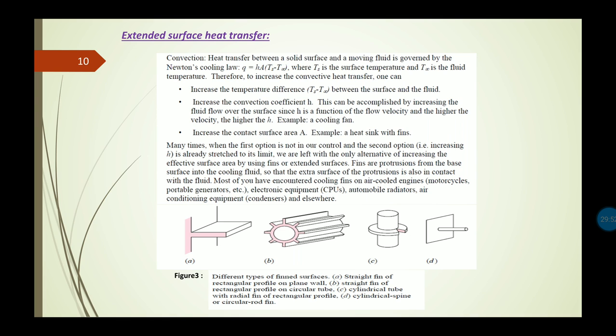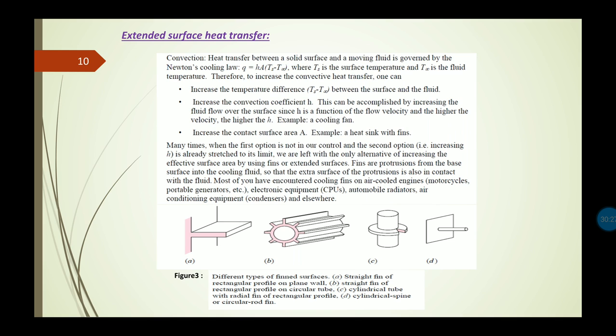In the third case, if we increase the contact surface area, that is capital A, an example will be a heat sink with fins, which we will discuss here. So there are three different ways by which we can increase the convective heat transfer using Newton's law of cooling. We can either increase the temperature difference, or we can increase the convective heat transfer coefficient, and the last way is that we can increase the contact surface area.